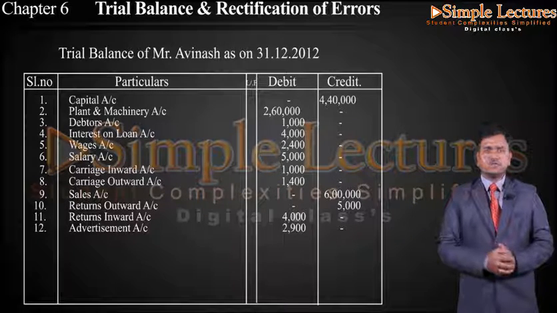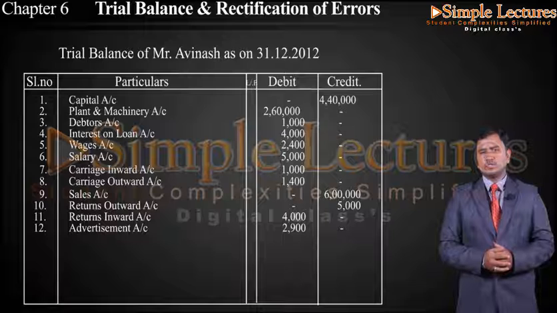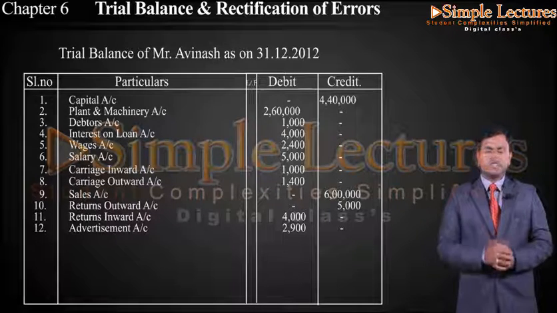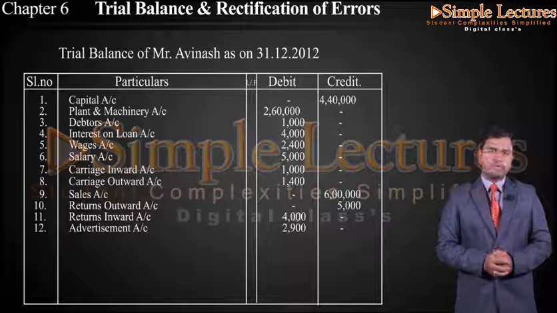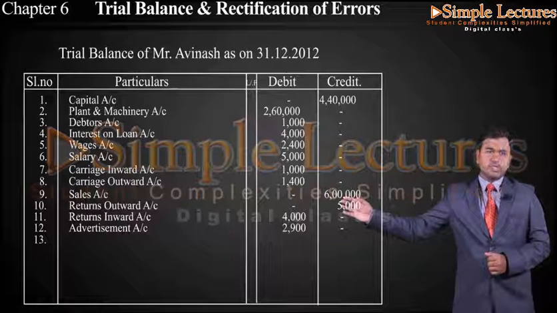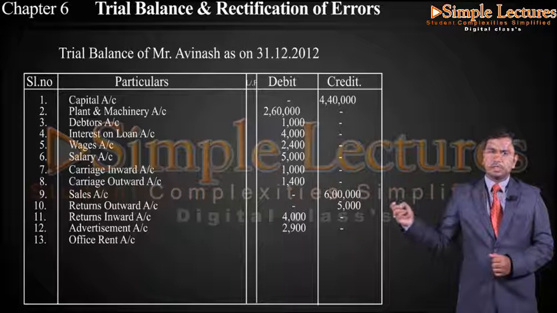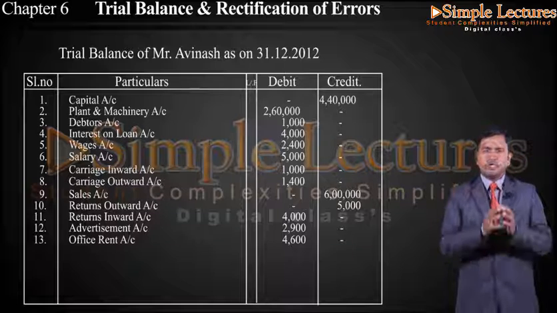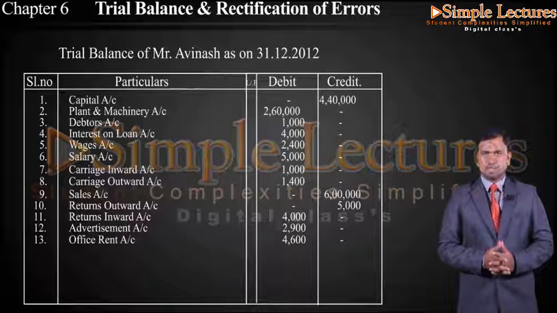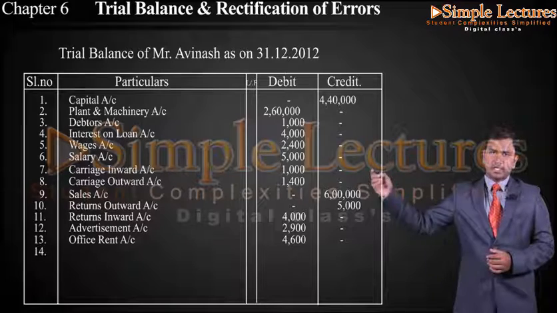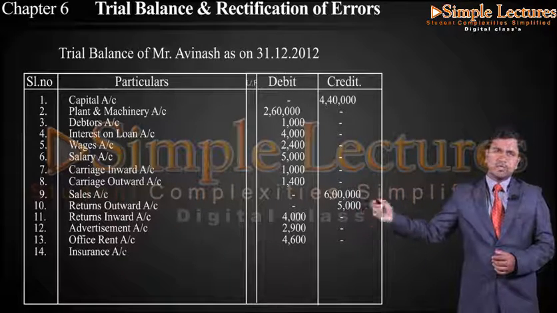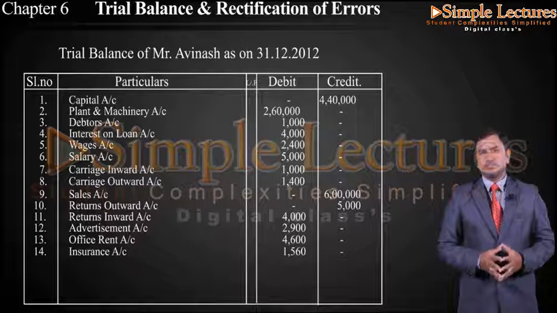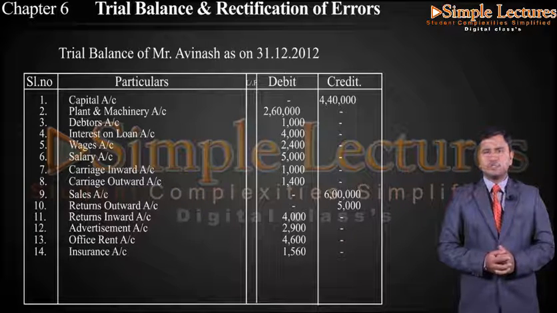Then we have office rent account, where the amount was 4,600. Again it is an expense which should be recorded in the debit amount column. So serial number 13, office rent account in the debit amount column 4,600. Then we have serial number 14, insurance account 1,560. Again it is an expense. Again serial number 14, insurance account debit column 1,560. Then we have serial number 15, furniture account 45,000.